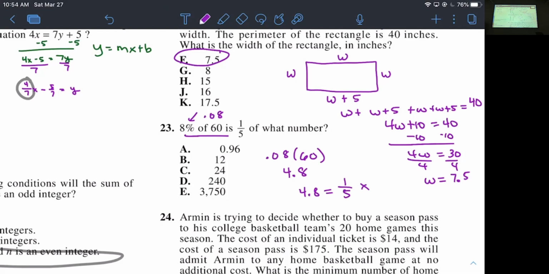So it's going to be 1/5 of x. So 1/5 times x. So how do I get rid of the 1/5? Multiply both sides by 5. So what's 4.8 times 5? 24? Yeah. There you go. Questions on 23?